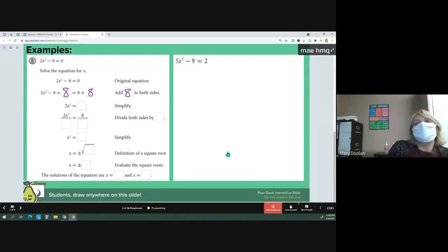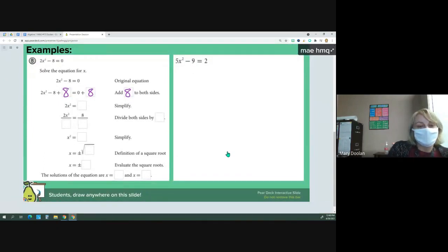And we're going to simplify that. Negative 8 plus 8, that's 0. That was the whole reason why we chose to add 8, because I want it to go away on the left-hand side. So now we just have 2x squared on the left-hand side and 0 plus 8 on the right-hand side, or just 8.